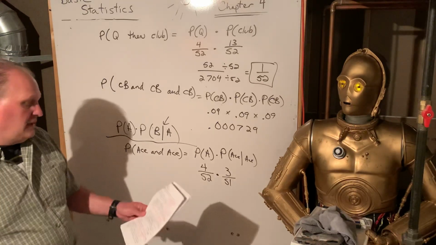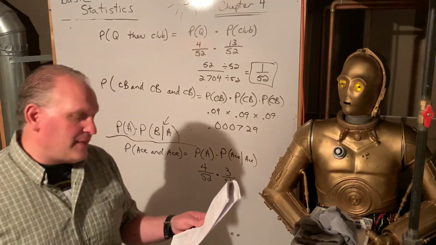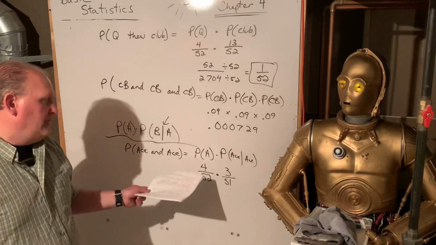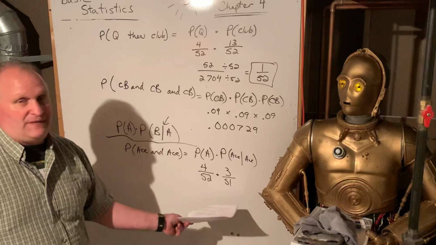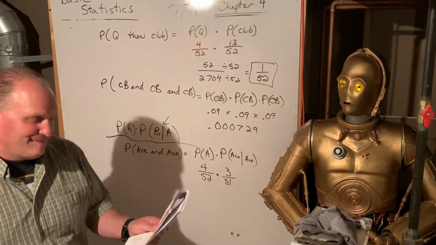All right? And so if I would have wanted 3 aces in a row, I would have went 4 52nds times 3 51sts times 2 50ths.